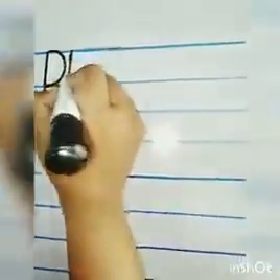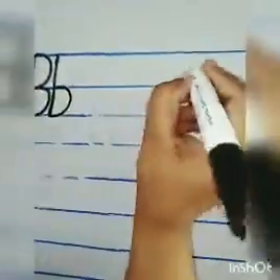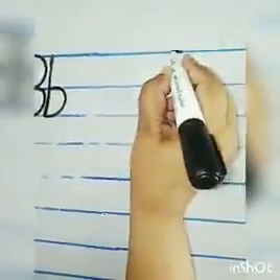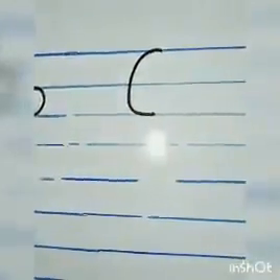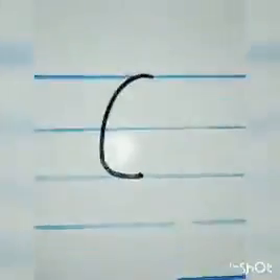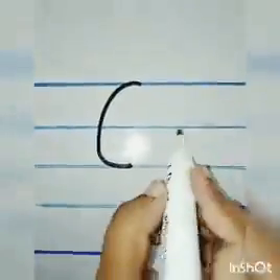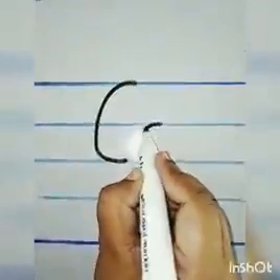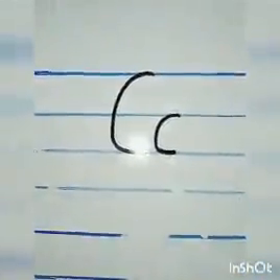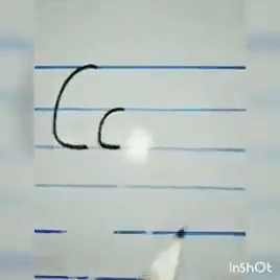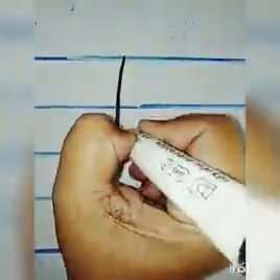Next is C. This line will be straight. Make a half circle, semicircle, curve. This is C. No corner in C. Small c. The sound of C is K. A, B, C. C, K, carrot. Next is D.